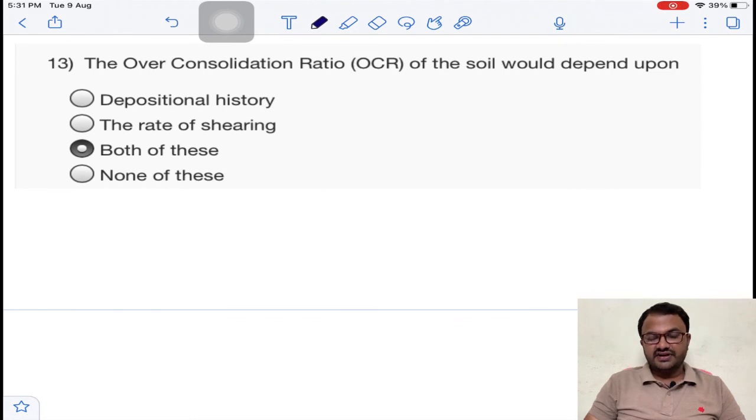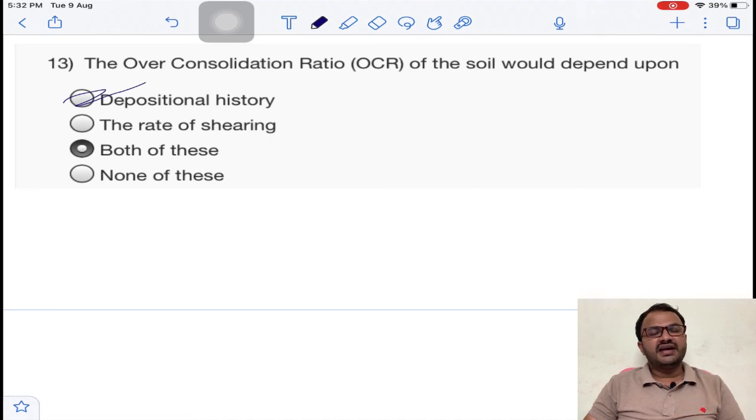And for the last question of this assignment: the over consolidation ratio of the soil would depend upon. Obviously, previously, let us take an area where there is a temple. Now the temple has been removed. That is, the soil below the temple will be already consolidated, though the load is not there at present. So that is depositional history, that is, whether in the history there were any structures like that. So it will depend upon depositional history.